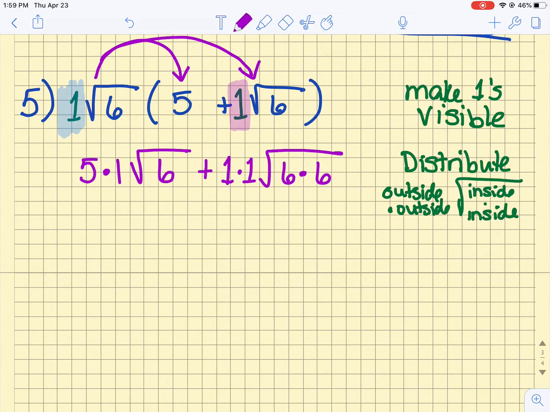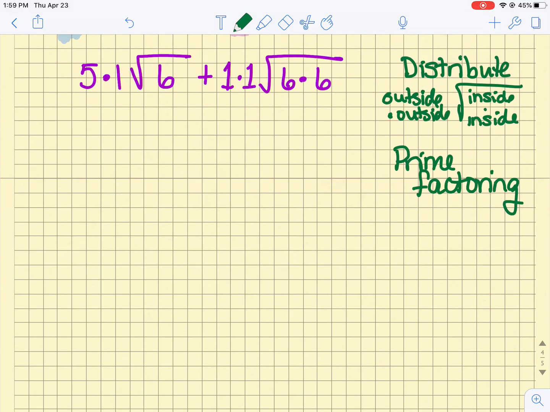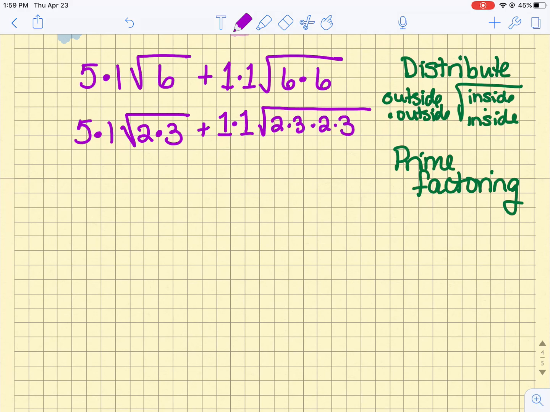Okay, then my next step is always kind of to prime factor. Now some of you might see how to do this without prime factoring because of the 6's, which is fine, you'll get the same answer, but I'm just going to go through what I would normally do. Okay, so in the first one I have 5 times 1, and I'm going to prime factor that 6, so that's 2 times 3. And then I have 1 times 1. And again, you could multiply at this step also if you wanted to. I'm just doing them all separate. And then I'm going to prime factor those 2 6's. So 2 times 3 times 2 times 3. So that's prime factoring is what I did there.